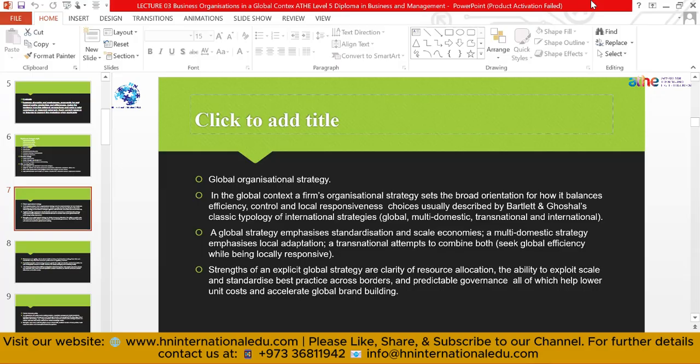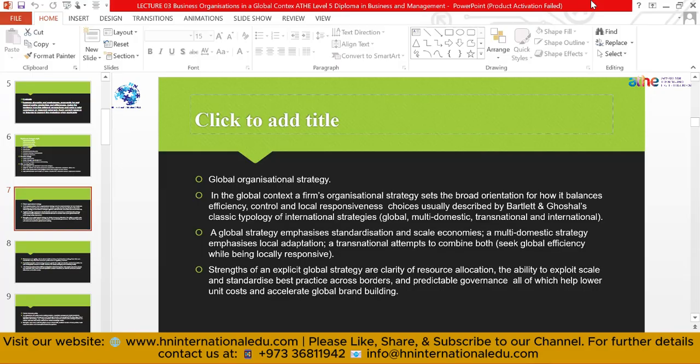Standardization is that we're using set rules and regulations everywhere, regardless what sort of law or rules they are, we need to follow it. And scale economies means all the resources are being used efficiently and effectively. A multi-domestic strategy emphasizes local adaptation. That is, whatever the rule suits locally, you have to opt for that. A transnational attempts to combine both, seeking global efficiency while being locally responsive, because obviously when you become transnational, then you can go for the international businesses.